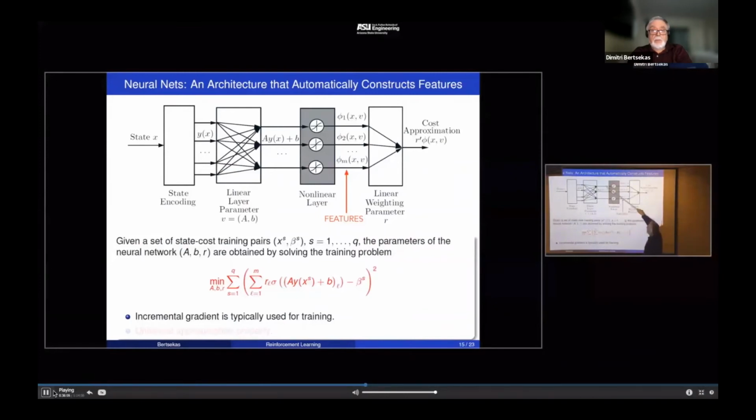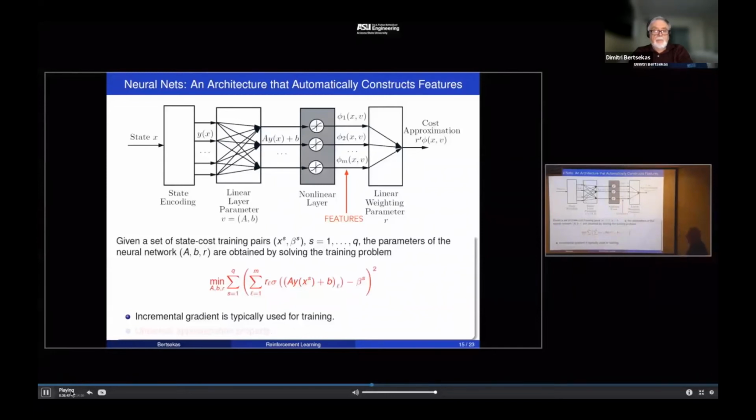And at the output, you have a number of scalars that are fed into nonlinearities. This is a single input, single output nonlinearity. So this is a scalar going through here, produces another scalar, and so on. And we obtain these scalars that depend on X, and they depend also on V. And we view this as features, and we weigh them linearly with a parameter vector R. Each one of these features gets its own weight, and the inner product of R and this feature vector is what we view as cost approximation.